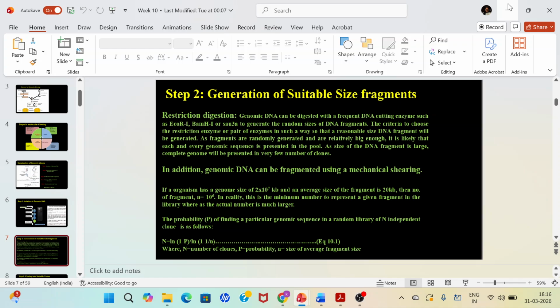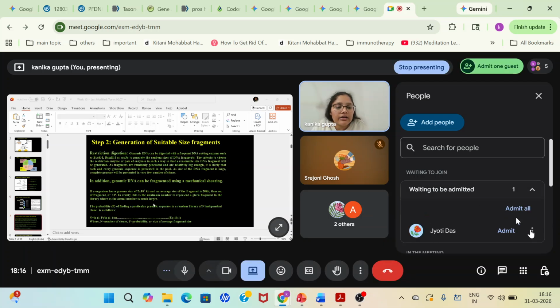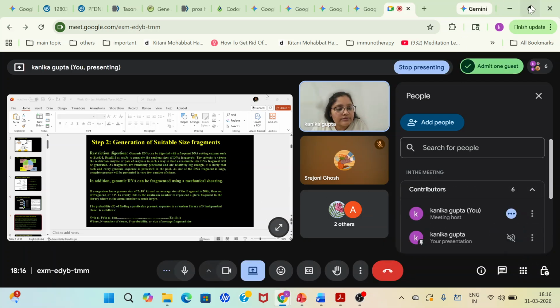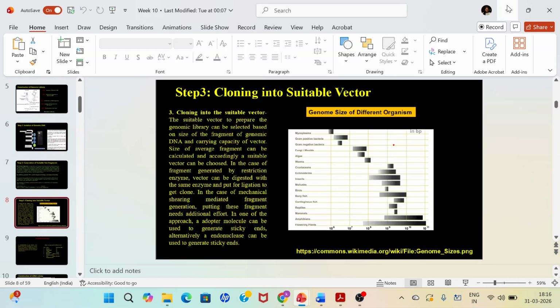By mechanical ways also the shearing can be done. But generally it is done using restriction digestion, so that random sizes of DNA fragments can be formed, a suitable size of DNA fragments can be formed. Okay. So this is what is done in the generation of suitable size fragments.